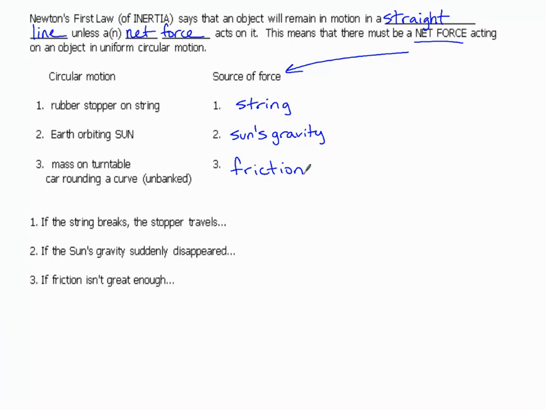What happens if the string breaks? If the string breaks, the stopper is going to travel in a straight line, and that straight line will be tangent to the circle. And your math-physics symbol for a tangent is this.